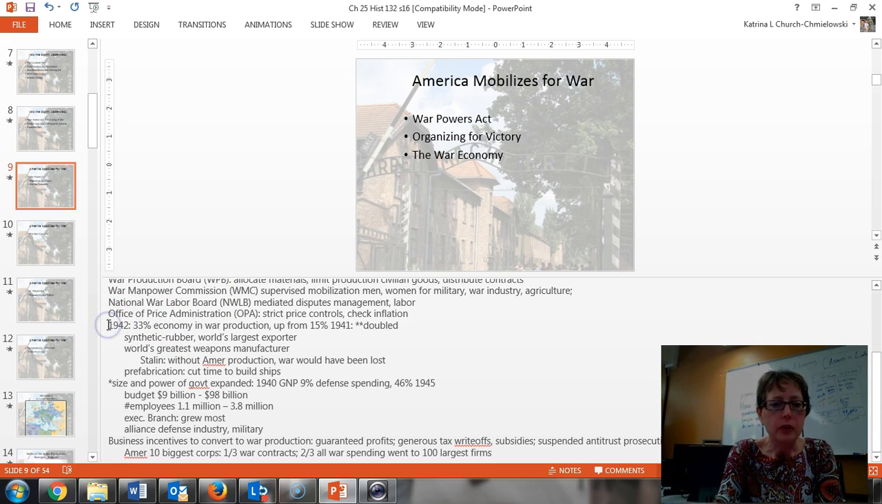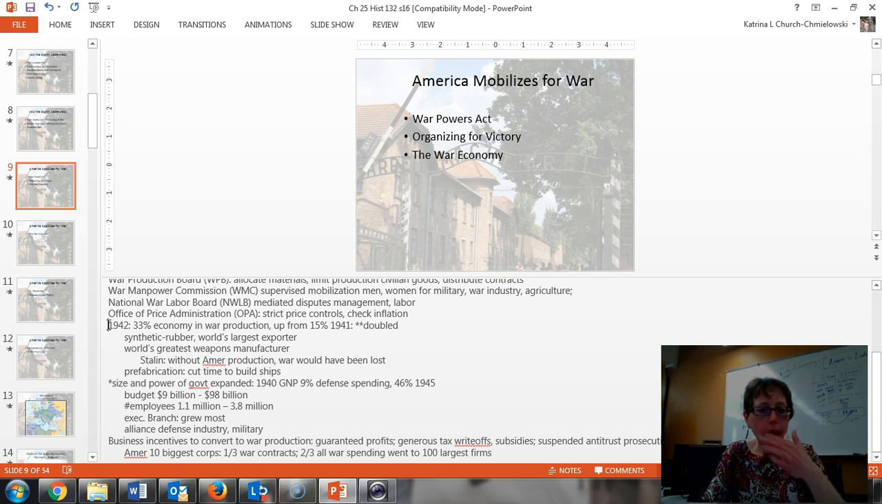In 1942, 33% of the economy was in war production, up from 15%. It more than doubled in war production. Okay, and this is one of the reasons that Stalin says we won the war, although he made fun of FDR and the fact that we were such a consumer nation, and, you know, we were supplying the world with toasters, right? But those toaster factories became munitions factories, you know? So they retooled, and good or bad, the way that they organized the war, they bumped the production to the necessary level that it needed to be in order to win.